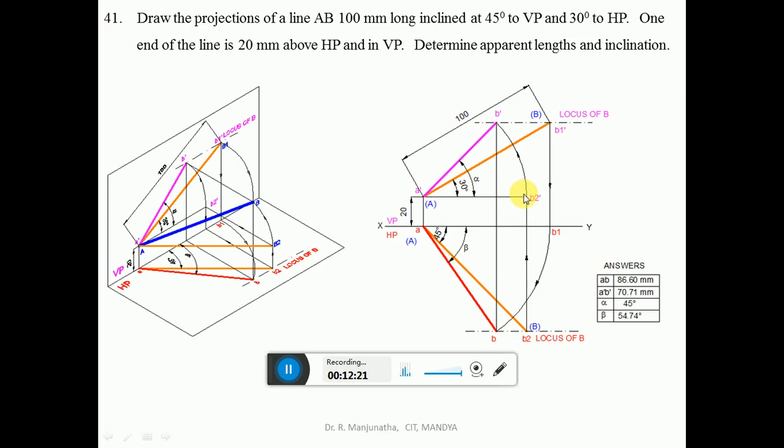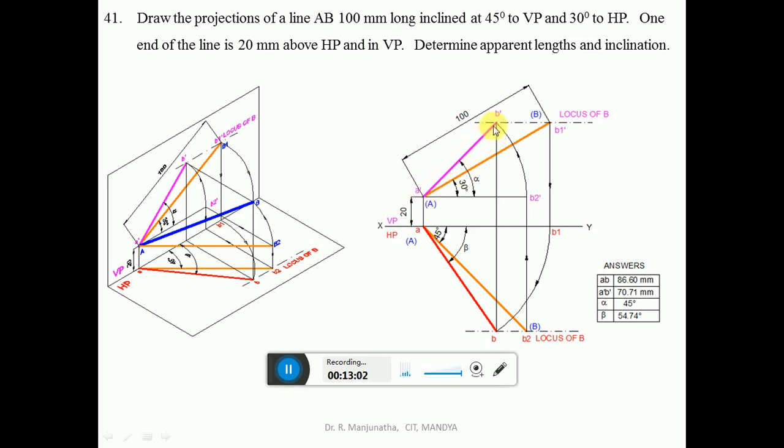But due to the presence of the true length which is inclined at 30 degrees to HP in the front view, the B1 dash will be above the XY line by this distance. So naturally this B2 dash, which is above HP by 20 mm, has to reach to this point, this line, so that the length of the front view should not alter. So with A dash as center, take the radius of A dash B2 dash by using the compass. You draw an arc such that it will cut the locus of B here. So you mark that point as B dash and then join A dash B dash with a dark line.